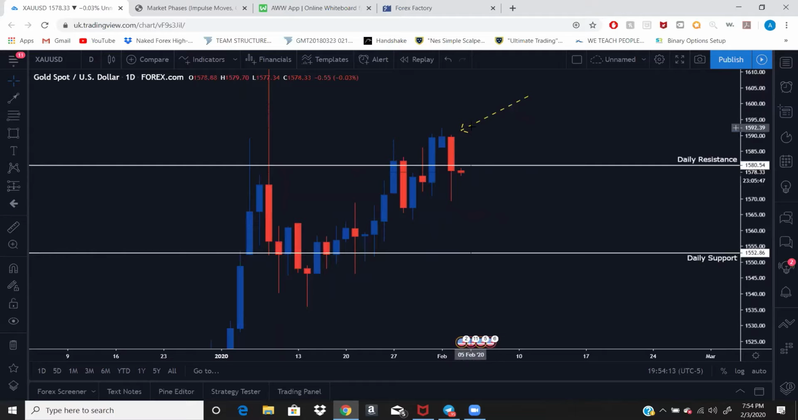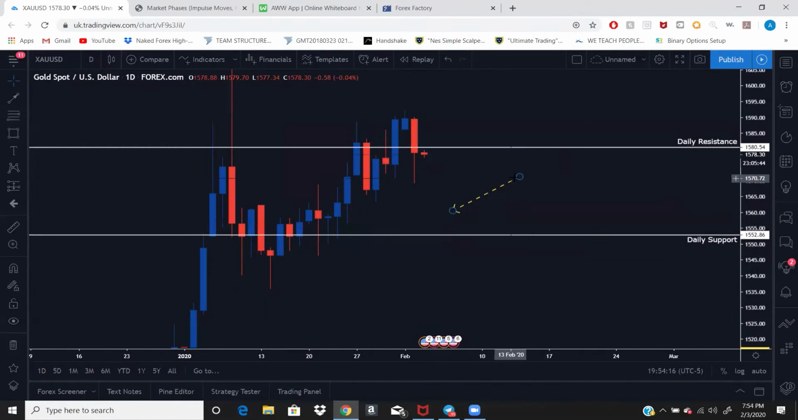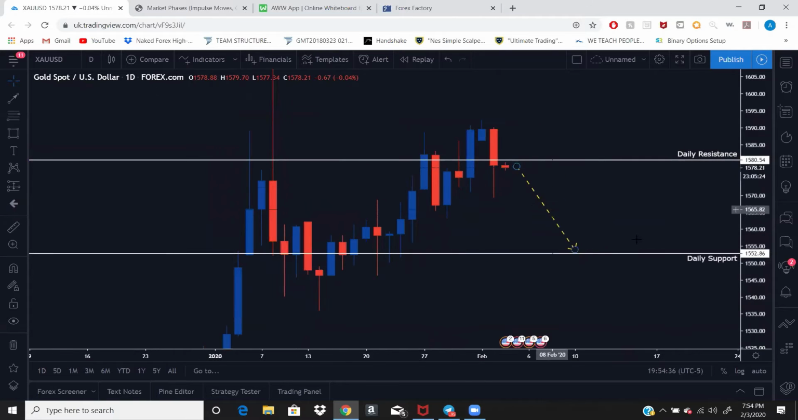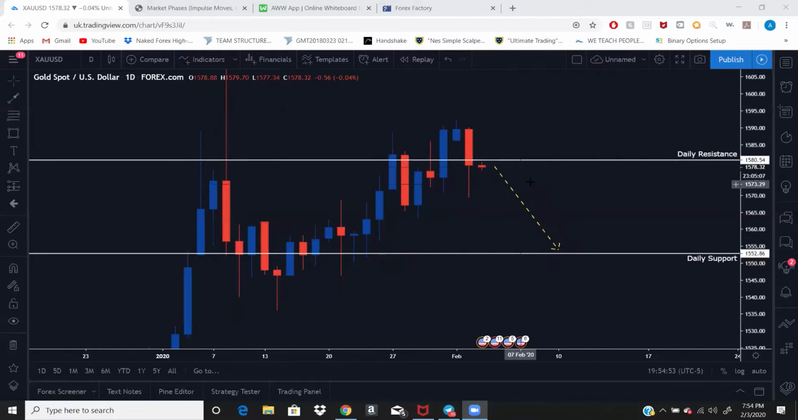So therefore, I do expect this pair to drop back down to this support at 1552.86. If you want, you can round it up to 1553 or even 1555. So I am expecting to see gold come back down to its support, and just looking at the USD pairs, they still have bullish momentum in them. So yeah, I would be looking for the sells.